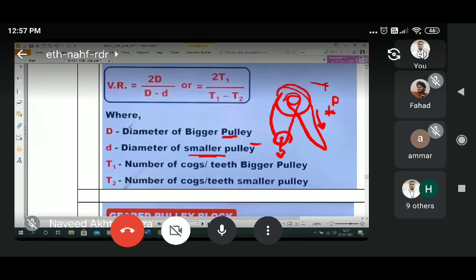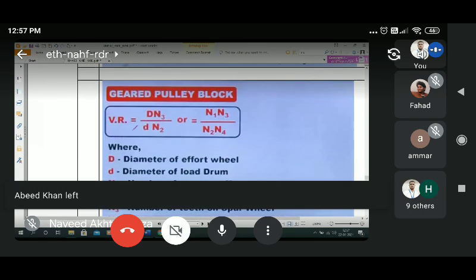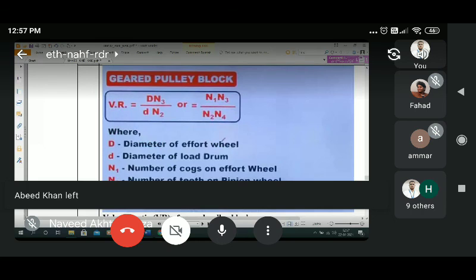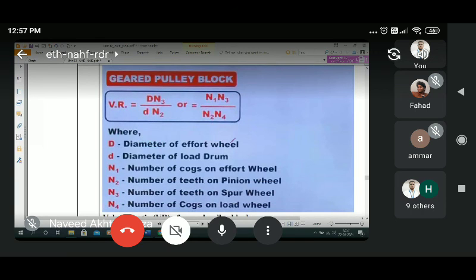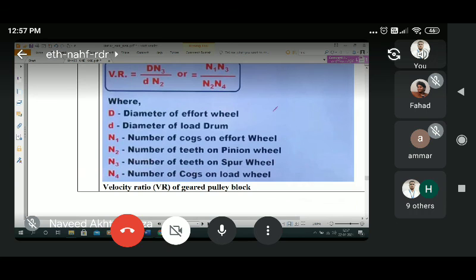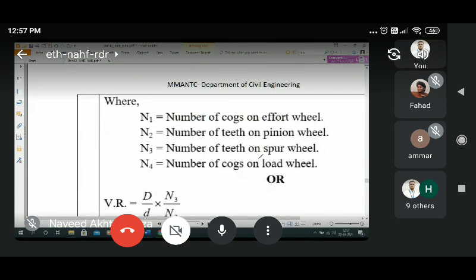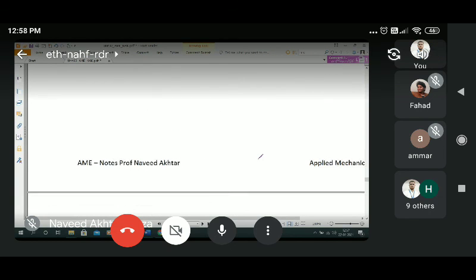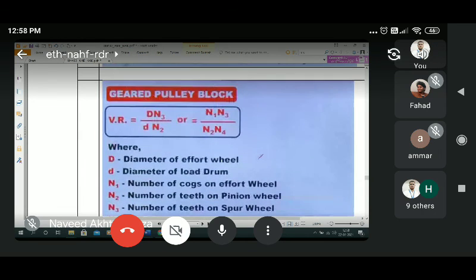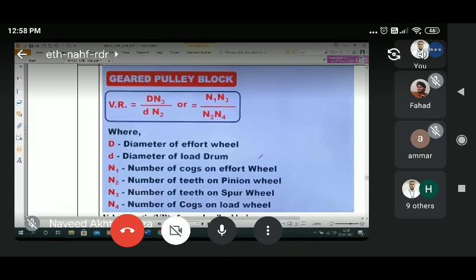Similarly, for the geared pulley block, you can easily define the velocity ratio here: the number of cogs on the effort wheel, the number of teeth on the pinion wheel, the number of teeth on the spur wheel, and the number of cogs on the load wheel. All these we will see in the next class, on the geared pulley block.